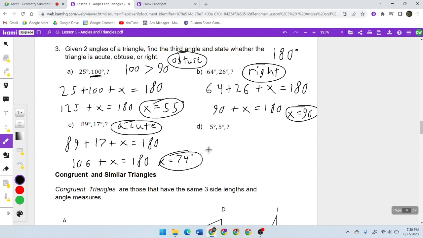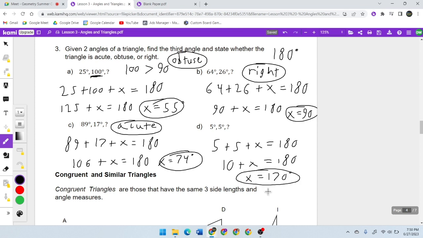And then for the last one, we have 5, 5, and question mark. That means 5 plus 5 plus x equals 180. 5 plus 5 is 10, so 10 plus x equals 180. And then you just subtract 10. X is going to be 170 degrees, which is a very big angle, nearly a straight angle. And because it's bigger than 90, that's going to be an obtuse triangle.